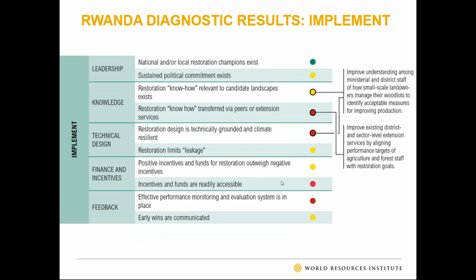And moving to look at the implement section of the diagnostic. Again, some strategies came out of this. So one potential strategy would be to improve existing district and sector level extension services by aligning performance targets of agriculture and forest staff with restoration goals.